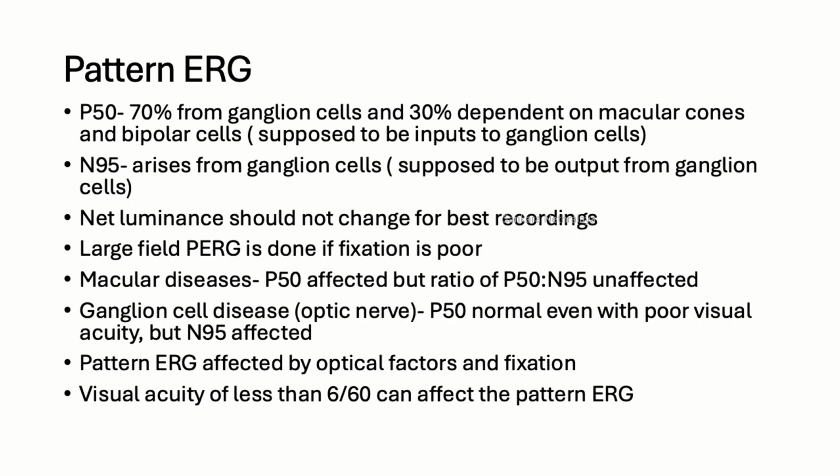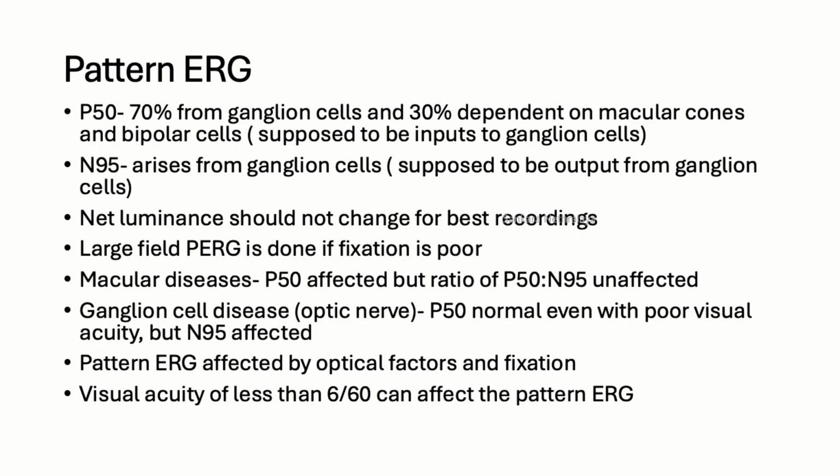So it's important that when you're doing a pattern ERG, the net luminance, meaning there are black and white patches alternating, right? Net luminance in the retina is not changed when you reverse it. The white becomes black, black becomes white, but the total light that has gone into the eye is constant. That has to be maintained constant. If for any reason between one pattern and the next pattern there is a variation and the luminance changes, then you get false values in the pattern ERG.